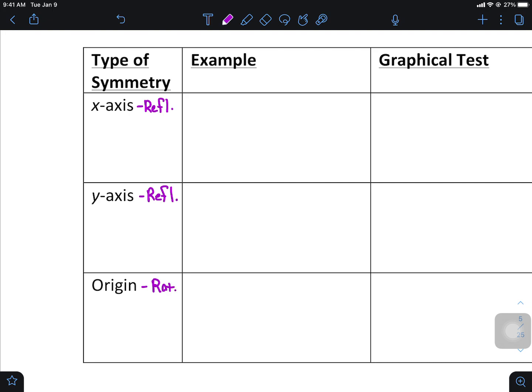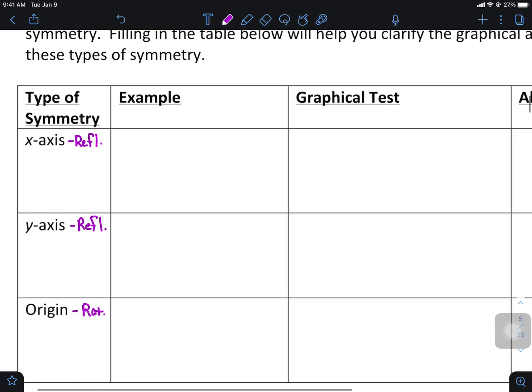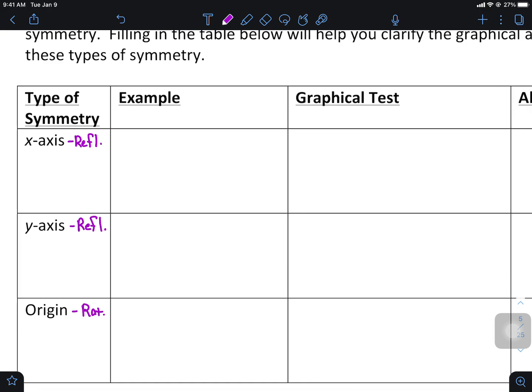Okay, so an example of a relation with an x-axis symmetry is those sideways parabolas you looked at in Algebra 2 last year. Whenever you had x equals y squared, you had these sideways looking parabolas kind of like this right here.